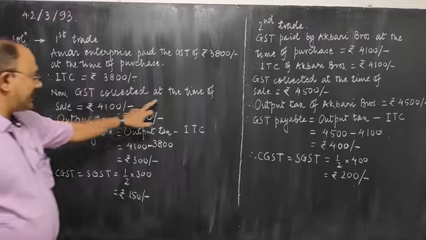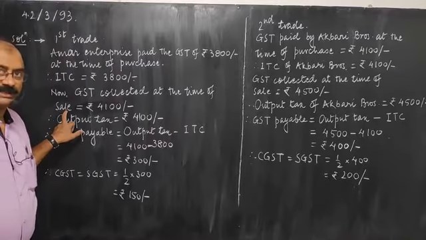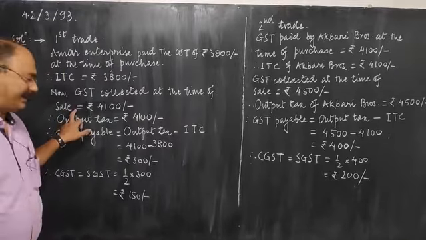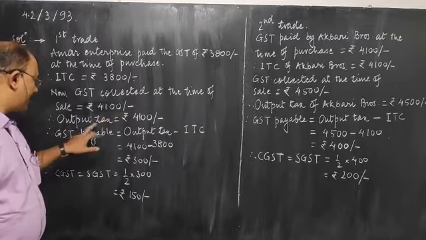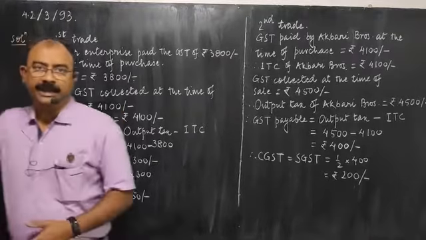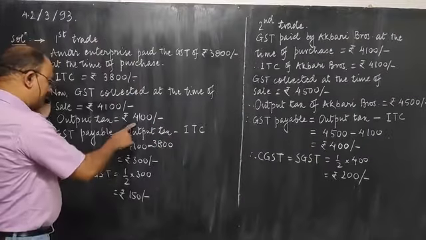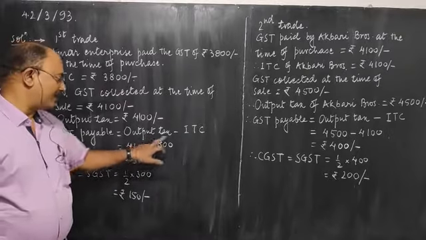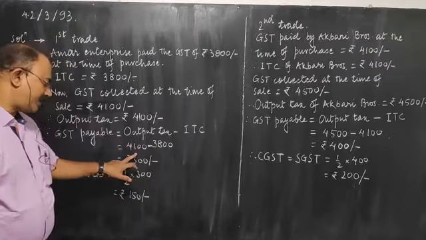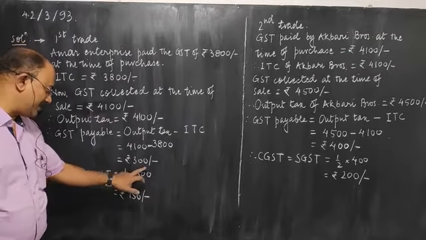Now GST collected at the time of sale from Akbari brothers. Okay, whosoever is the buyer, rupees 4,100. So that is the output tax. जो पे करते वो input, जो आता है वो output tax. So this is the output tax. Therefore GST payable is equal to output tax minus ITC, 4,100 minus 3,800, that comes out to be rupees 300.